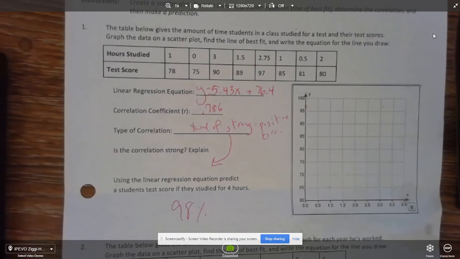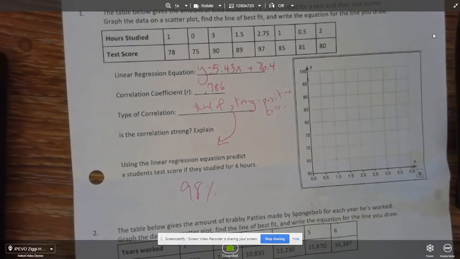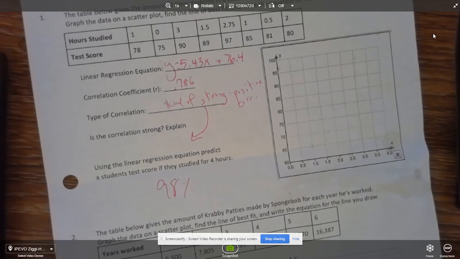All right, and that is how we get a regression equation off the calculator. Watch this video as many times as you need to refresh your memory.